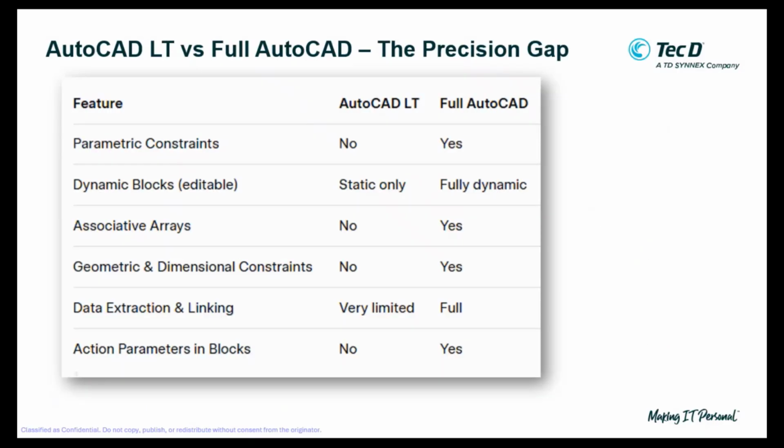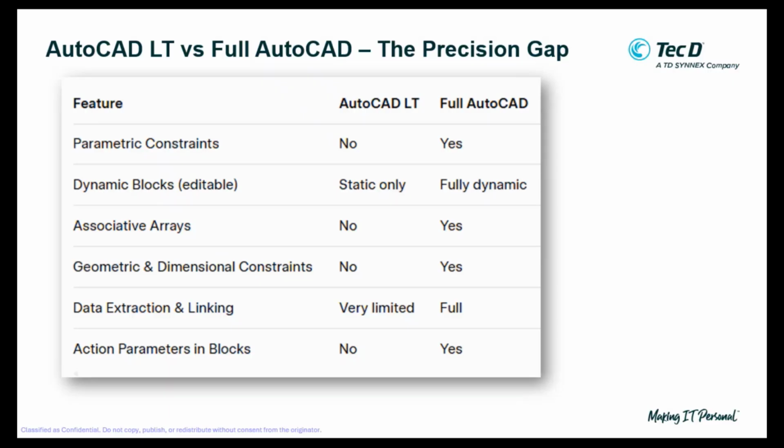AutoCAD LT versus full AutoCAD, the precision gap. The comparison chart shows that parametric constraint, AutoCAD LT can't do at all, and full AutoCAD surely can. Dynamic block editing, AutoCAD LT can do just static only, it can't do dynamic blocks, but full AutoCAD can do fully dynamic. I will show you live in the next section. And associative arrays, AutoCAD LT no, but AutoCAD yes.